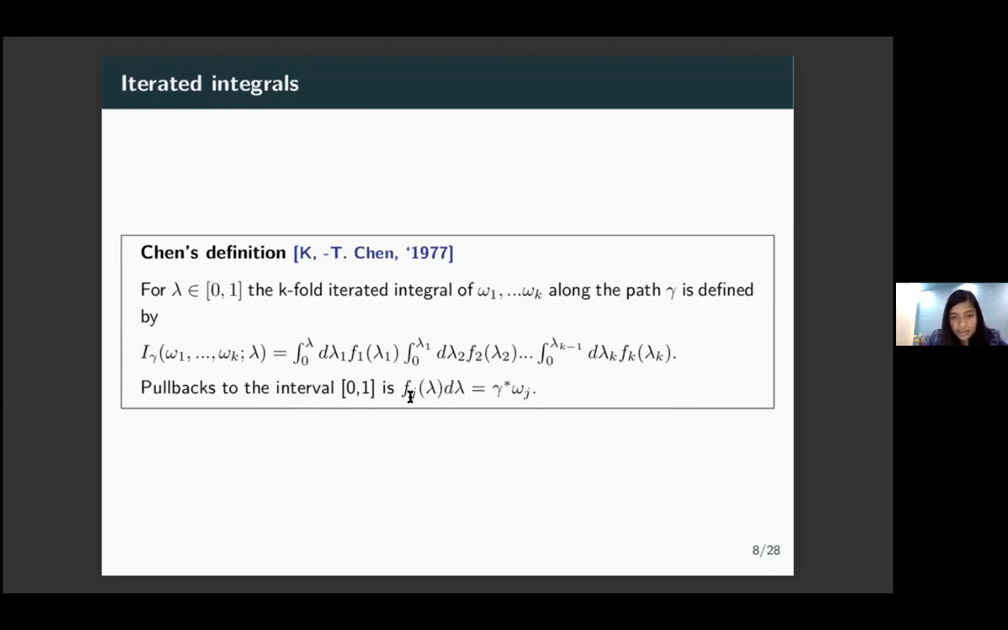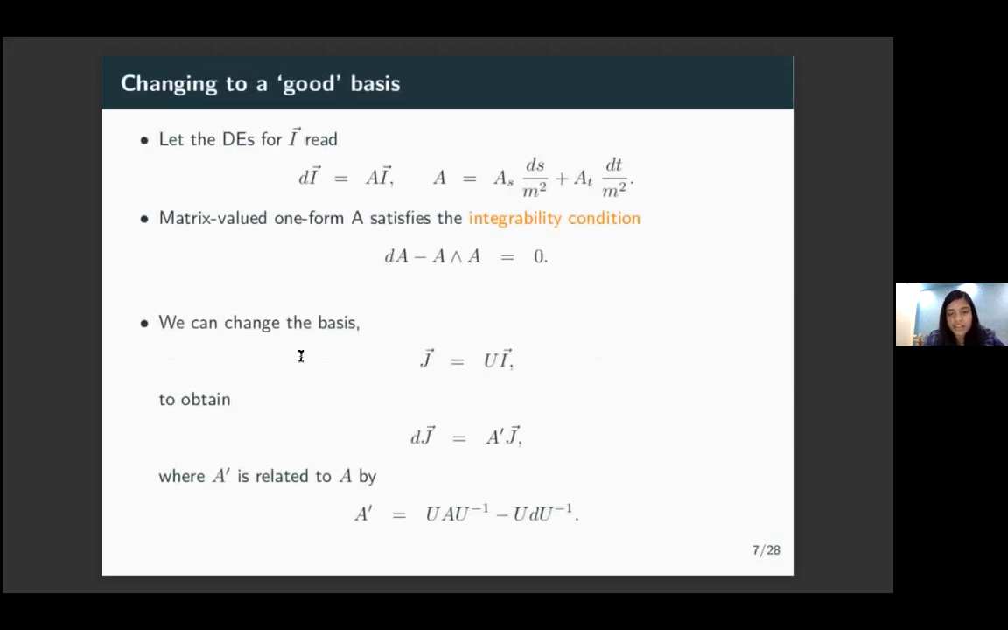Now here, these f are basically the pullbacks to the integral I started with, from 0 to 1. Now this is a very formal thing, but the reason I mention it here will be clear very soon. Iterated integrals are actually something which come very naturally when you solve a system of differential equations where you arrange them as sectors.